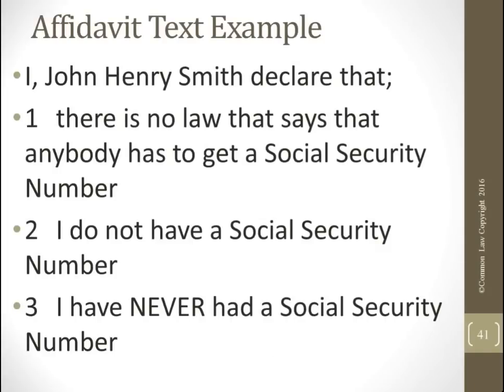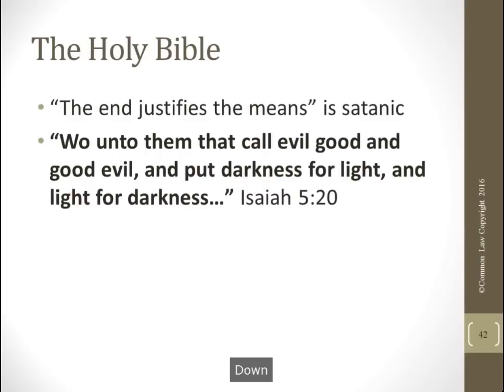Anyways, the text in the affidavit can be short and sweet. Okay, mine was short and sweet. It's one page. It's: I declare that there is no law that says anybody has to get a Social Security number, and I do not have a Social Security number, and I have never had a Social Security number. That's it. That's all you need. And put on the notary. By the time you get all that stuff on there, it's going to take up a page anyways.